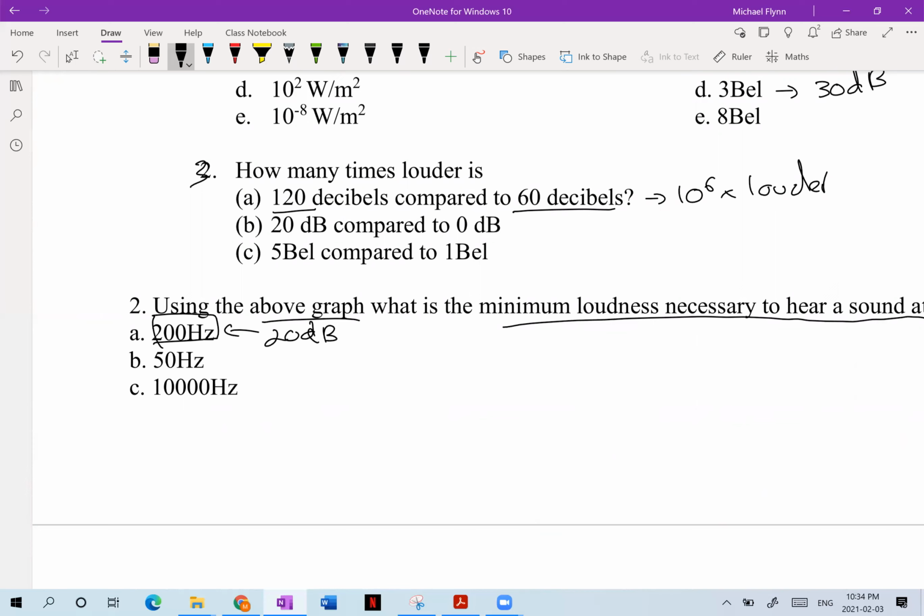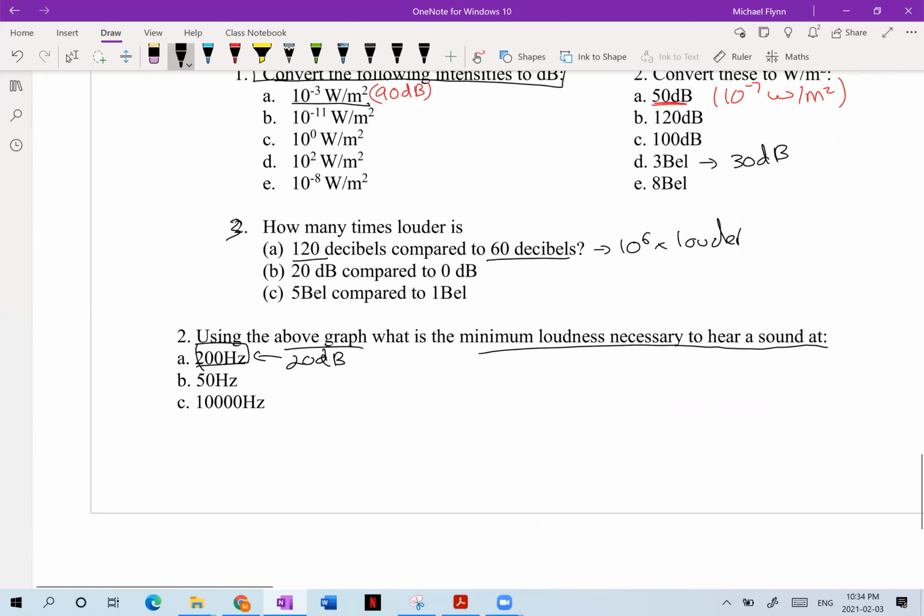Okay, and that's it. Okay, so let's take a brief look at the homework. I want you to finish this sheet, only takes a few minutes.